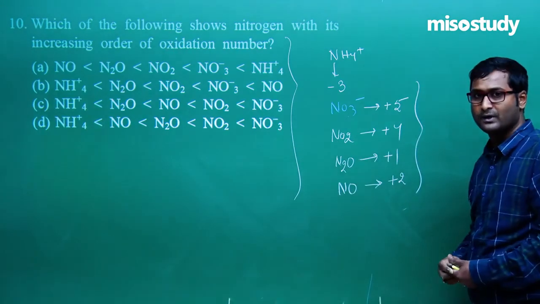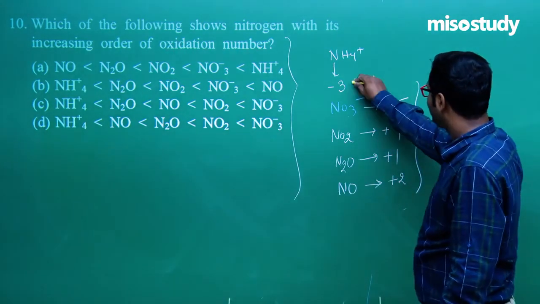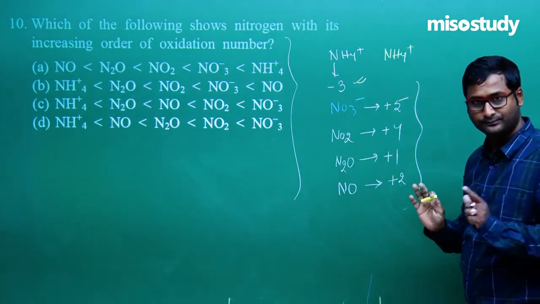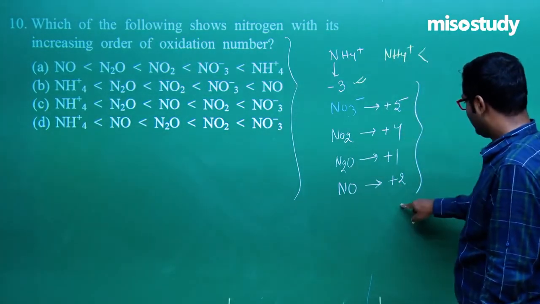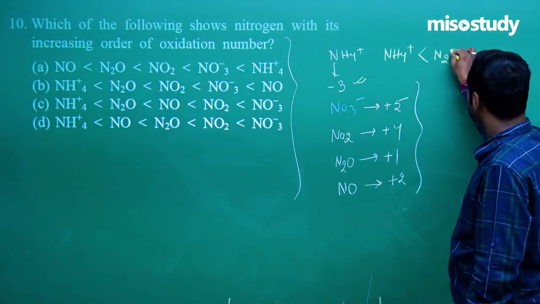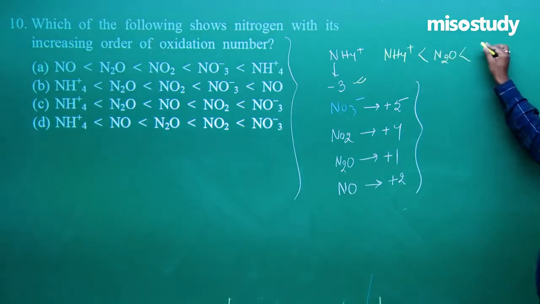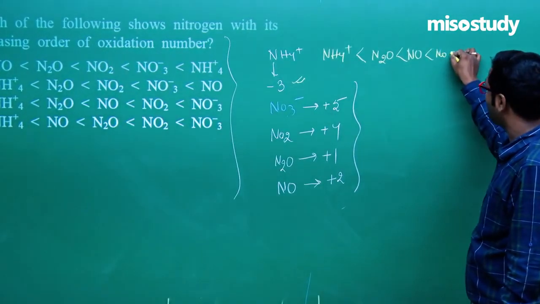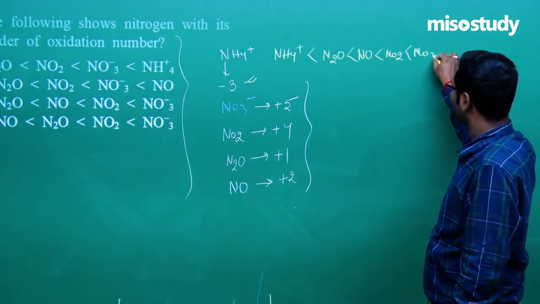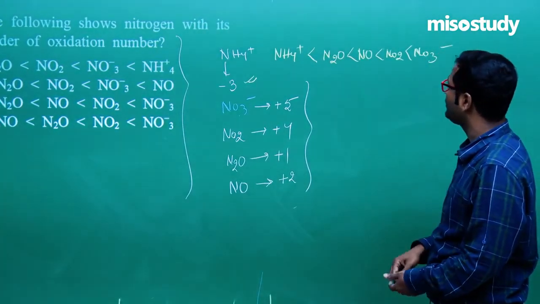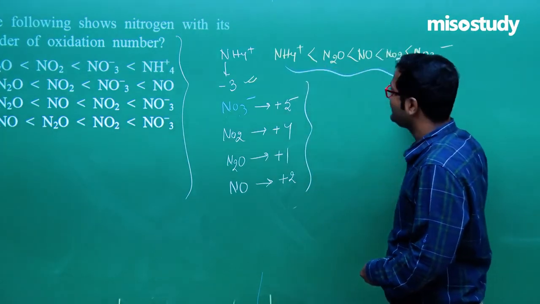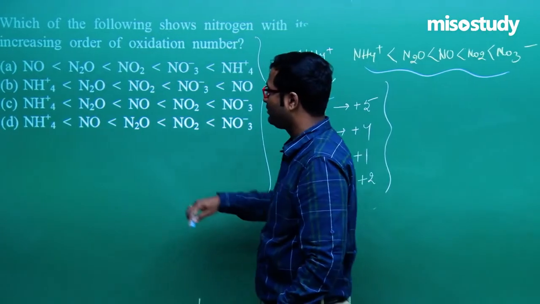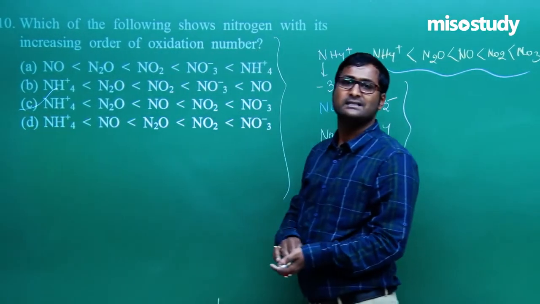Clear to you? Now arrange them. NH4 plus has the lowest oxidation state, so first of all there comes NH4 plus. Clear? Then there comes N2O, okay sir. Then there comes NO, okay sir. Then there comes NO2, and then there comes NO3 minus. Clear to you? Now check out which option is correct in this case. NH4 plus, N2O, NO, NO2 and NO3 minus. So for this, C is the correct option.